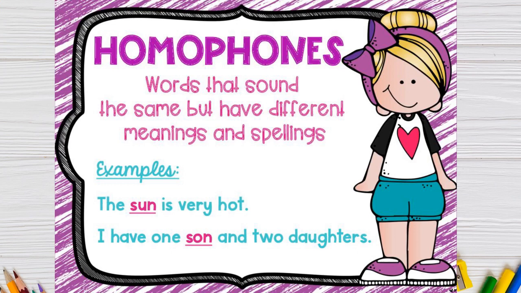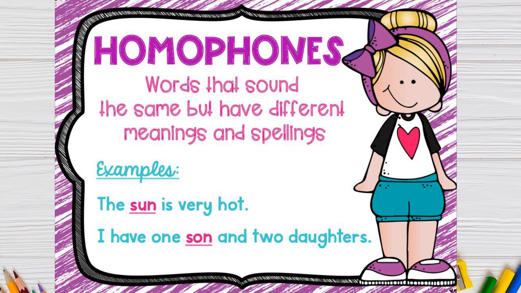Let's begin with homophones. Homophones are words that sound the same but have different meanings and spellings. For example, sun and son. Notice that they sound the same but they have different spellings and different meanings.